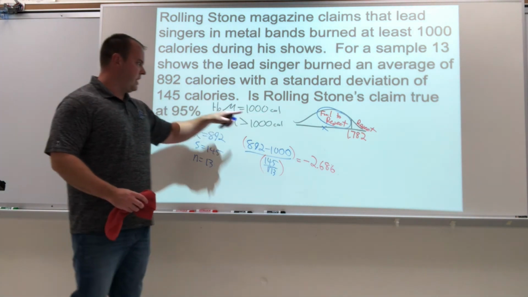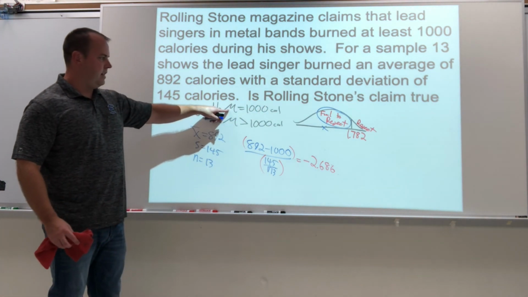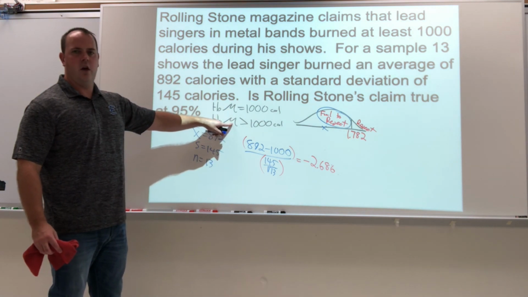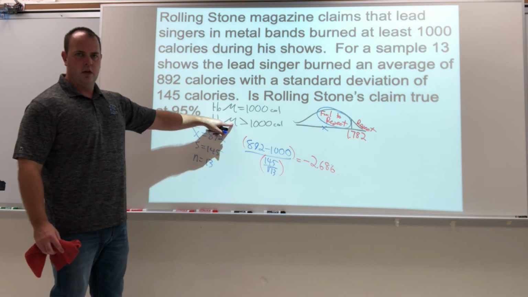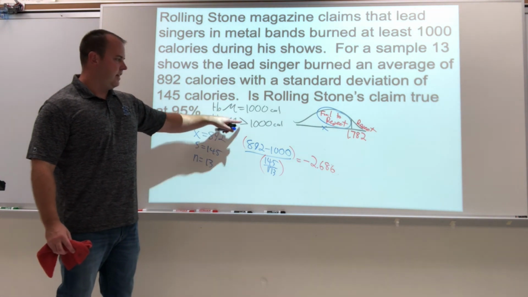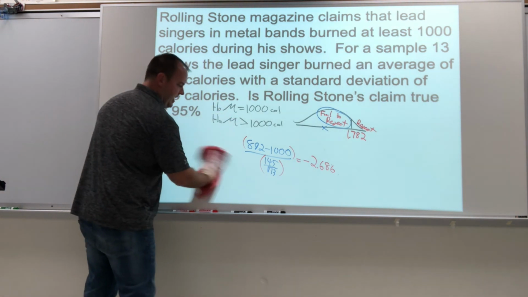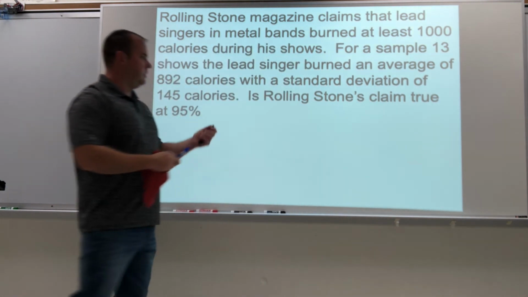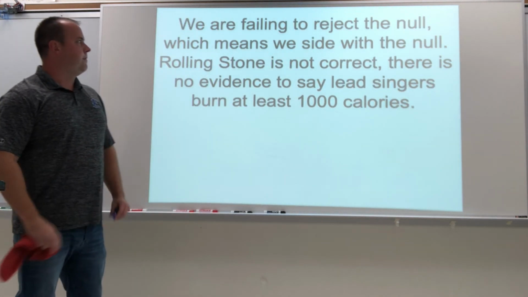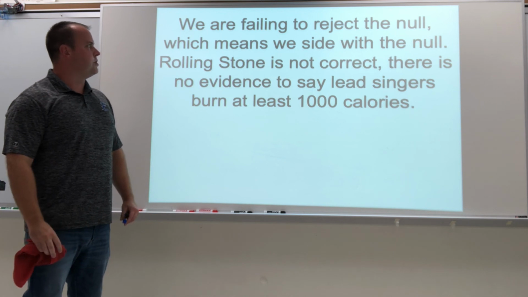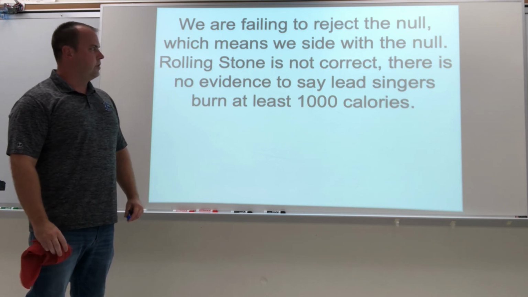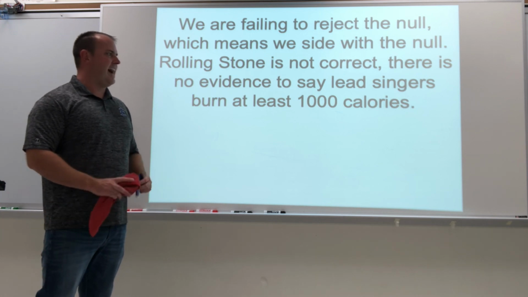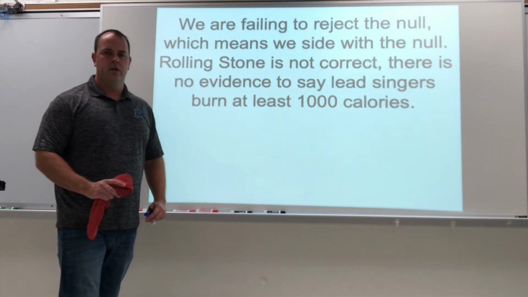If we fail to reject, we're saying that the null is true. There's no evidence to show that it is over 1,000 calories. Okay, there's no evidence to say that a lead singer burns more than 1,000 calories. Okay, we are failing to reject the null, which means we side with the null. The Rolling Stone is not correct. There is no evidence to say lead singers burn at least 1,000 calories.